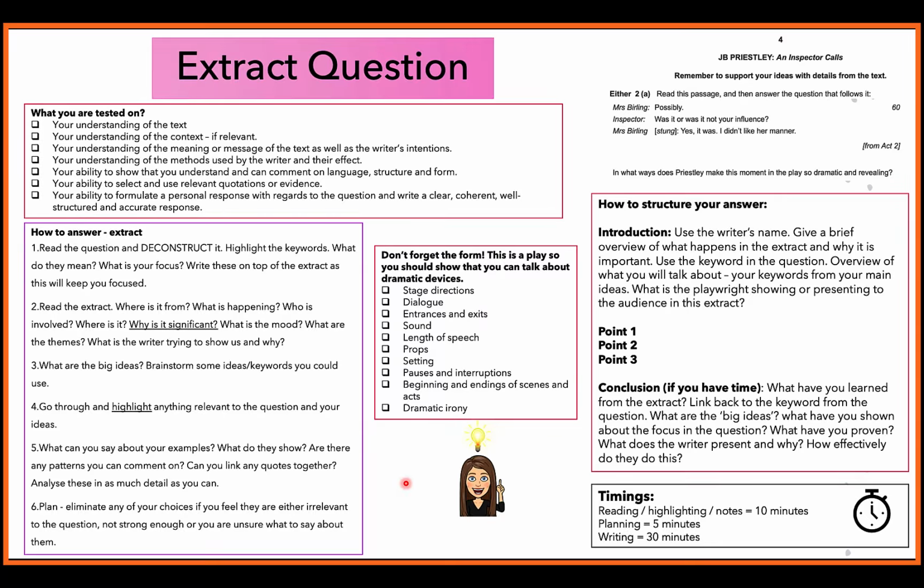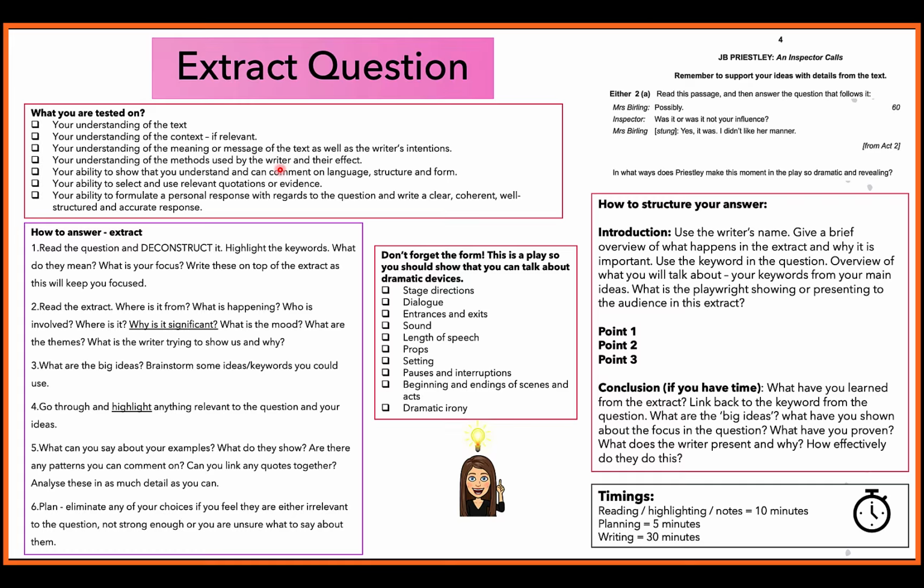So let's begin with the extract question. First of all, let's quickly run through what you have been tested on. So your understanding of the play itself, your understanding of the text, but also your understanding of this extract and its place within the text. Obviously, if you didn't have a good understanding of the text as a whole, you probably wouldn't understand the extract or the significance of the extract. Your understanding of the context, if it's relevant here. Your understanding of the meaning or message of the play, as well as the writer's intentions.